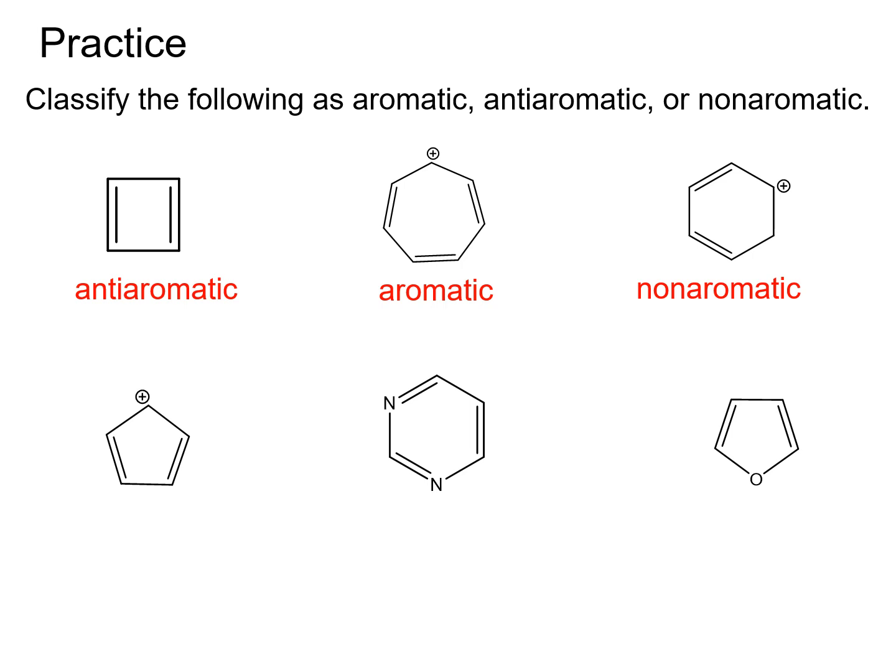For this next one, same thing, carbocation, so that position is already sp2 hybridized. However, I have 2 double bonds for a total of 4 pi electrons, which means this one is anti-aromatic.